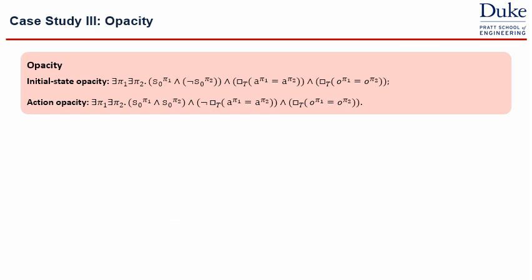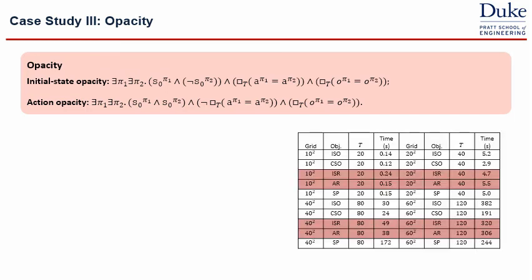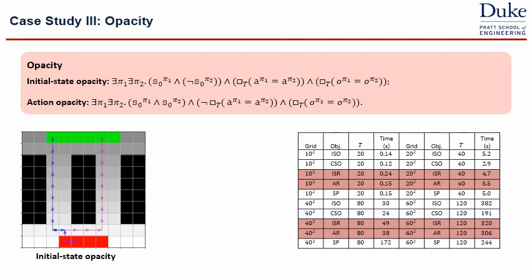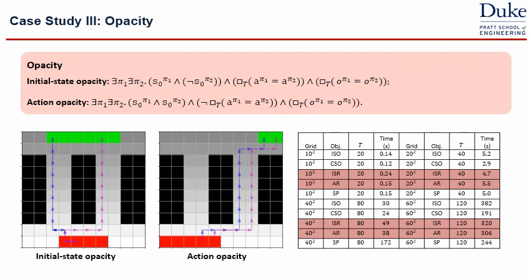Our third case study is on opacity. Specifically, we consider both initial state opacity and action opacity. This synthesis is performed on a grid world with obstacles for some reachability property. We consider both 10 by 10 grids and 40 by 40 grids. The time consumption for 10 by 10 is a few seconds, and for 40 by 40 is a few minutes. Here we show the planning results for the 10 by 10 grids in these two figures.